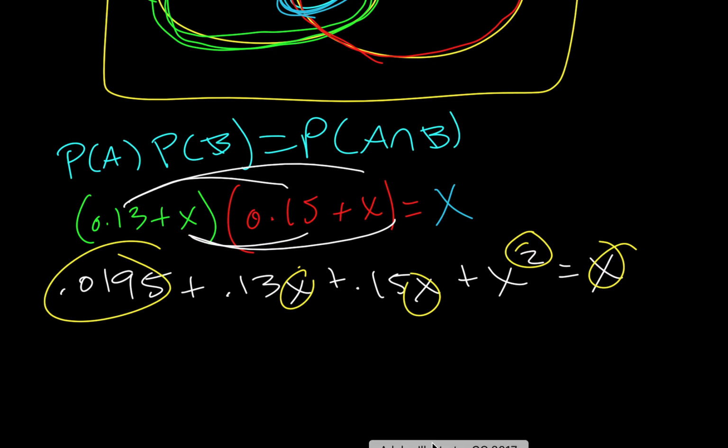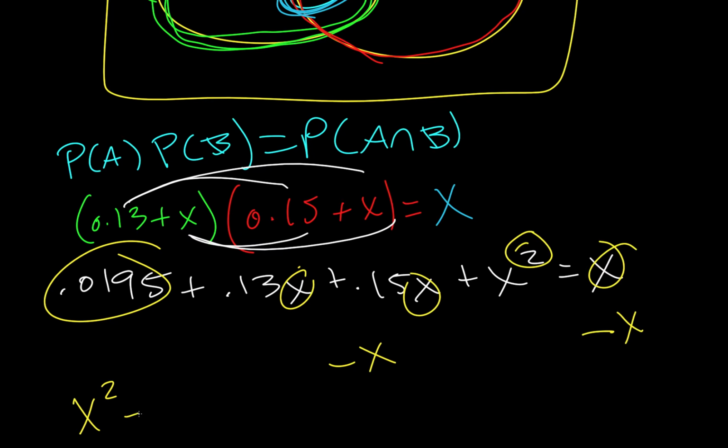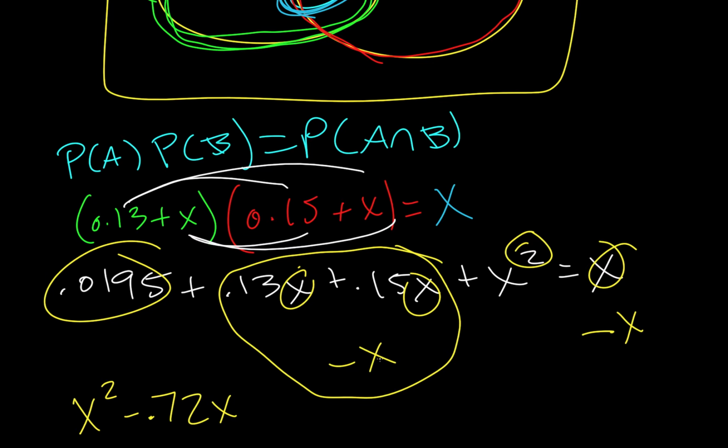So the strategy that we're going to do is we're going to have to get everything onto one side. So I'm just going to subtract this x onto this side, and then I'm going to reorder things. So I wrote my x squared first, and then I need to combine all of these. So I'm going to say 0.13 plus 0.15 minus 1, and that equals negative 0.72. And that's how many x's we have when we combined all of those. And then we just say plus 0.0195. And this is equal to 0.